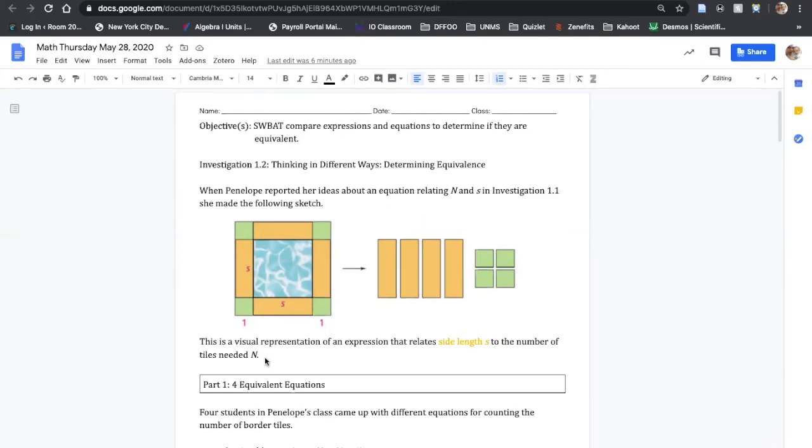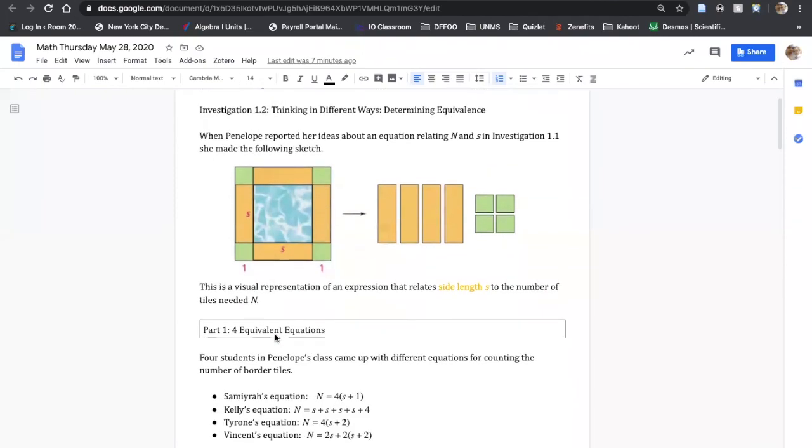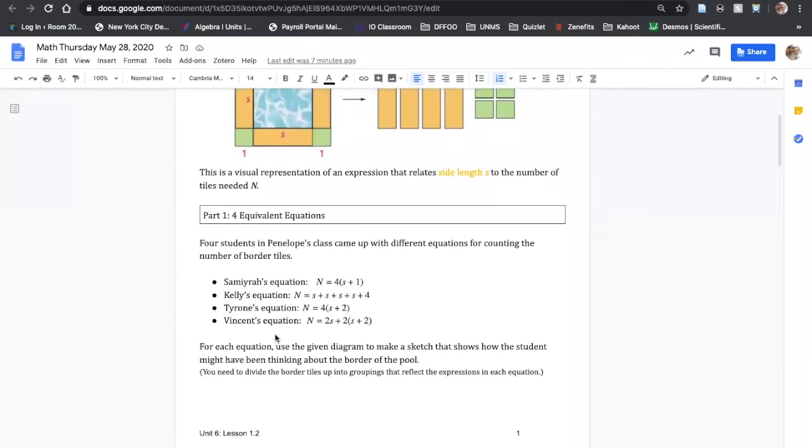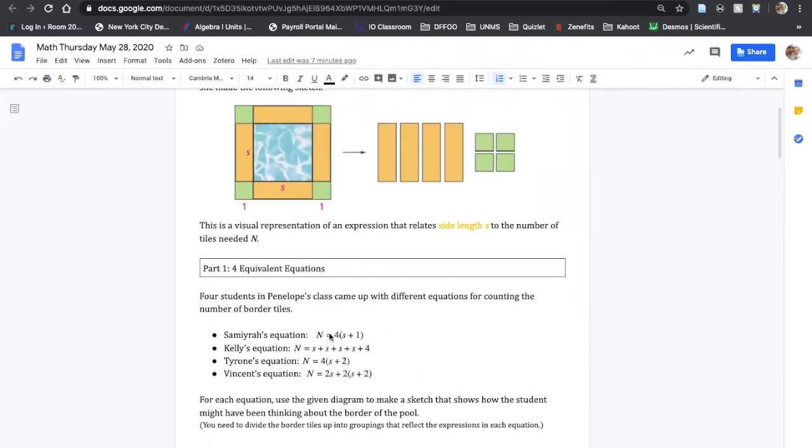If you scroll down the page, the next thing you're going to see is a couple of different expressions that some students came up with. Equations, not expressions. Remember, an equation has an equal sign. The first equation is n equals 4 times s plus 1, s plus s plus s plus s plus 4, 4 times s plus 2, 2s plus 2 times s plus 2. They all look slightly different, but we are going to figure out if they actually are the same thing, right? And what you might be noticing right now is that one of those we actually just saw above. See if you can identify it.